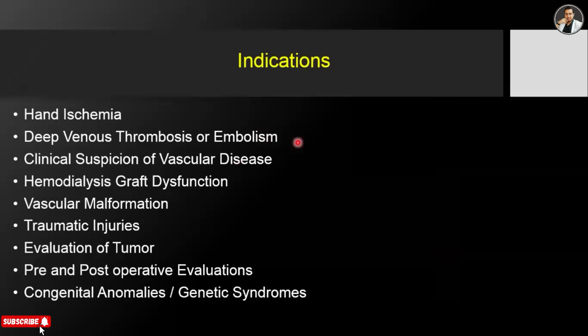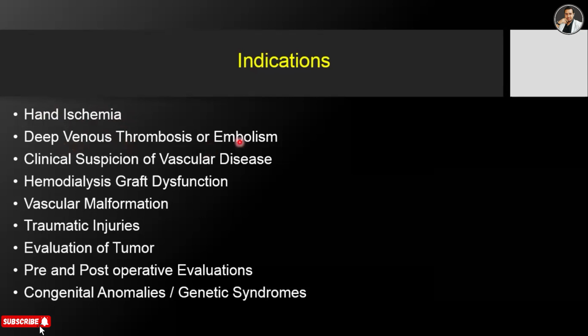Now we will see why the upper limb angiogram is done and what the indications are. This is called hand ischemia. If blood supply to any part of the hand decreases, then an area of the hand or the tip of the finger becomes black, which means the blood supply has decreased. Now let's see which artery has decreased blood flow.